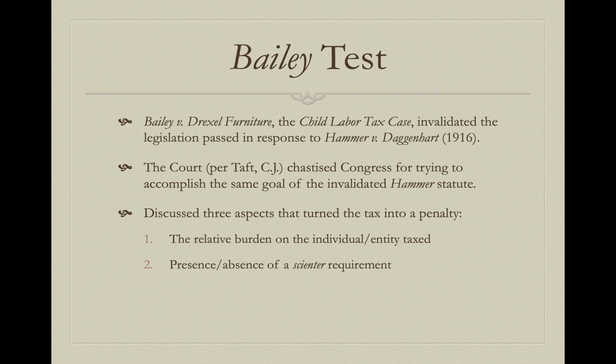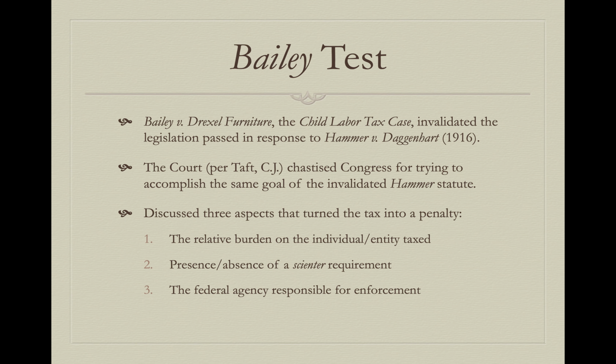Imagine that Congress enacts a statute that says you are only taxed, that there's an iPhone tax or there's a cell phone tax. But it gets doubled if you know that the product you're buying was made with child labor. Then it looks like Congress is really attempting to do more than just raise revenue. It looks like Congress is attempting to affect the underlying thing that it's taxing, which is child labor. So the absence of a scienter requirement is more on the tax side. The presence looks more like a penalty.